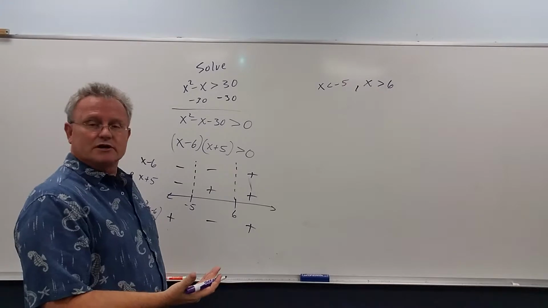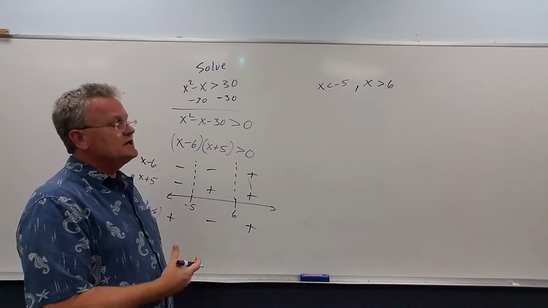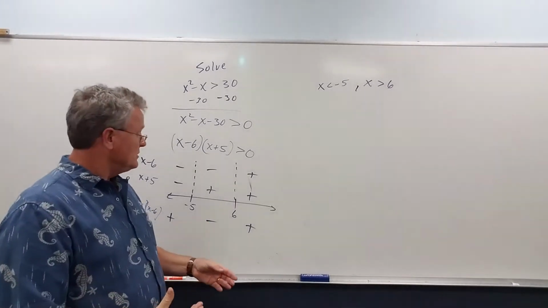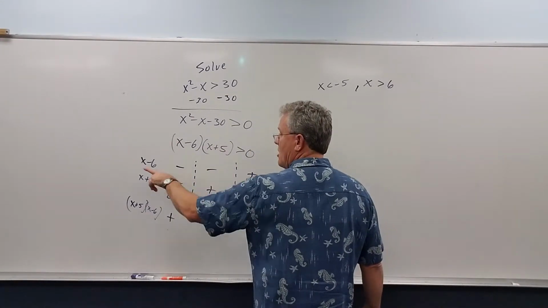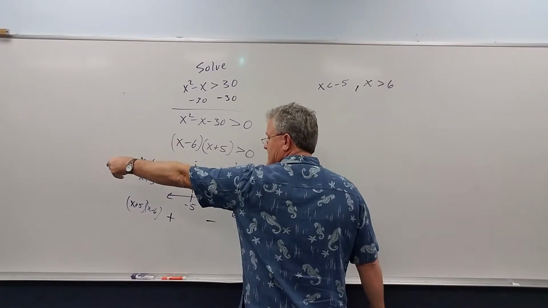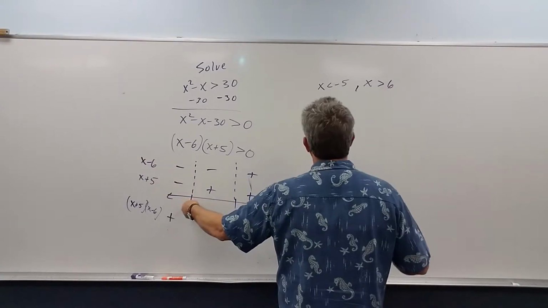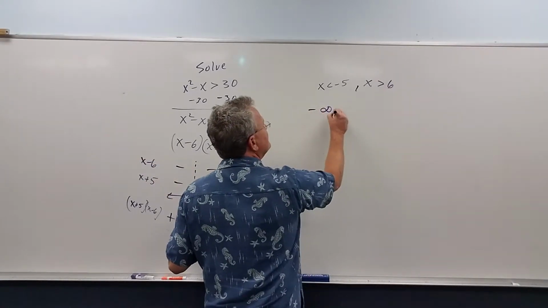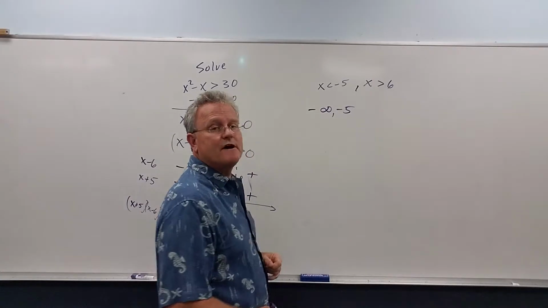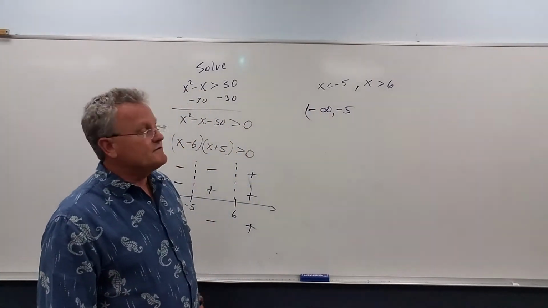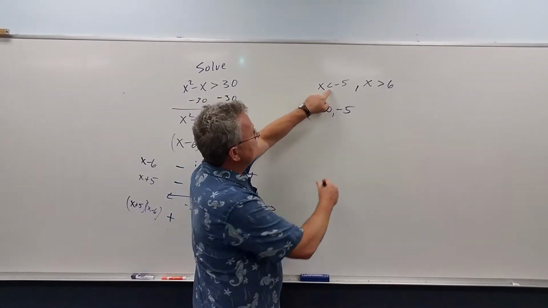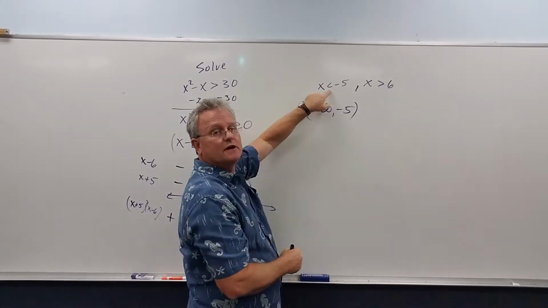Usually, instructors want you to write your answer in interval notation. So using interval notation, this interval is all the numbers down there from negative infinity up to negative 5. We always put parentheses around the infinities. There's no equal here, so we put a parenthesis there.